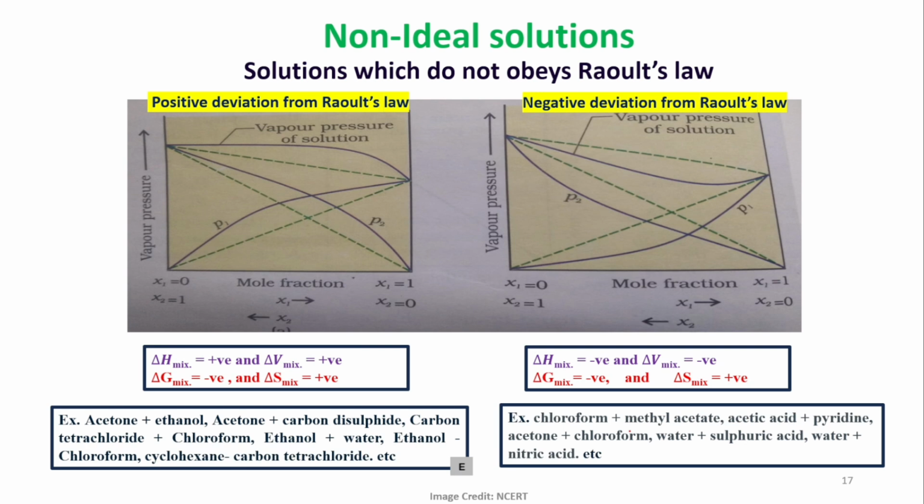What you have to remember or understand is, in the positive deviation case, AB is less than AA or BB. In the negative deviation case, AB is greater than AA or BB. That's it. So these are the two categories of positive and negative deviation from Raoult's law.